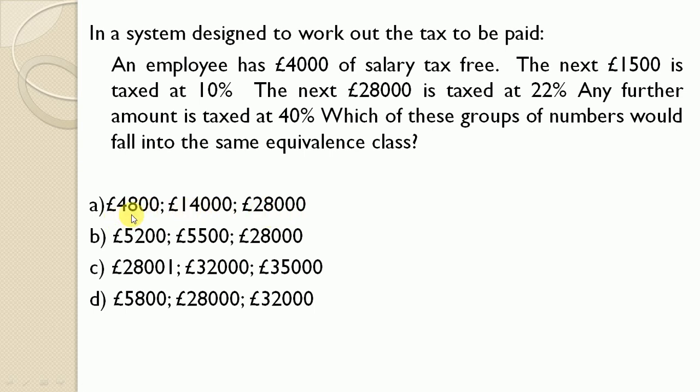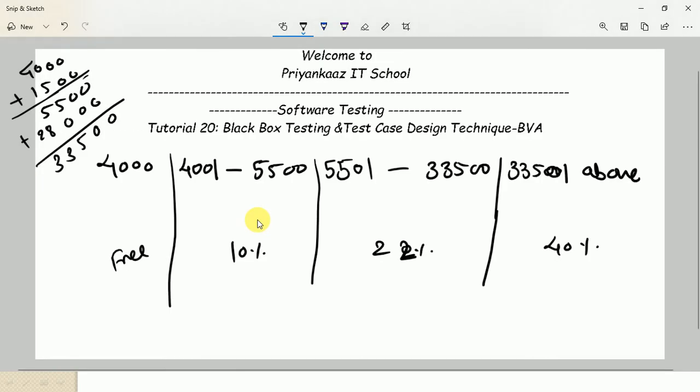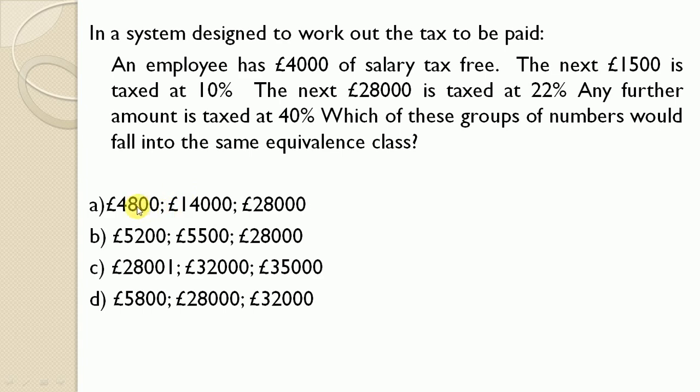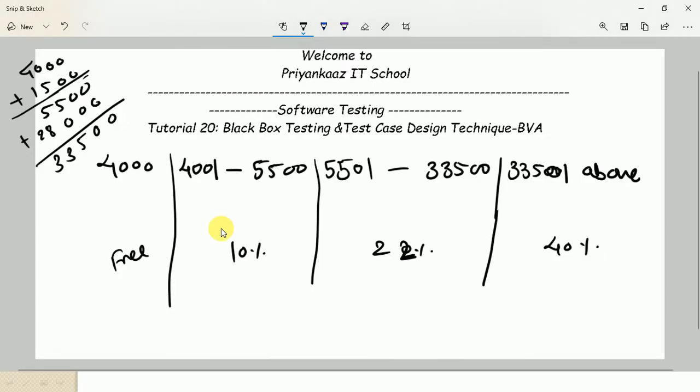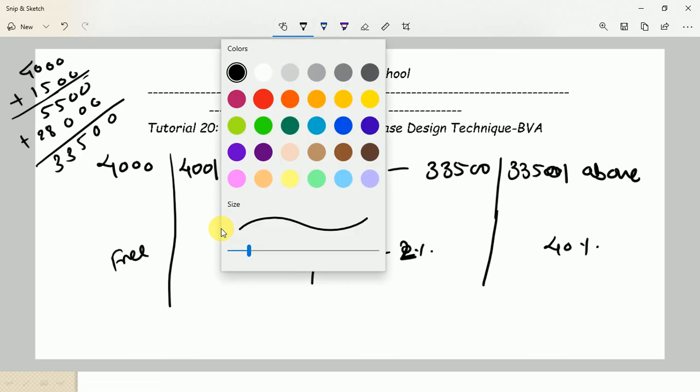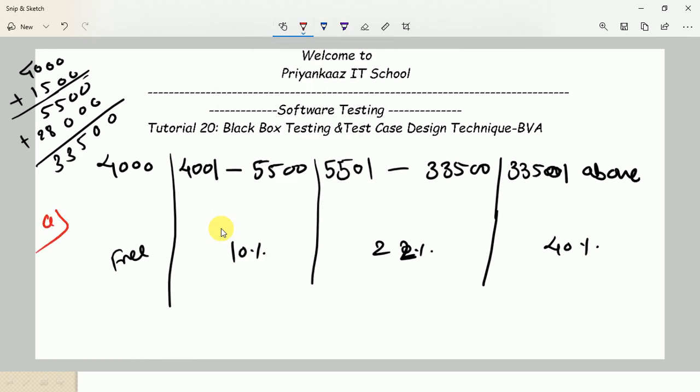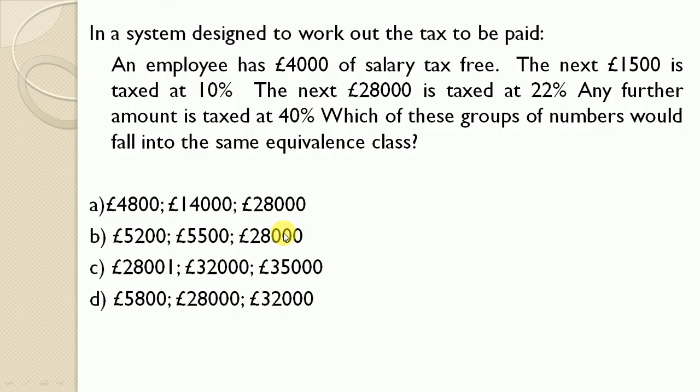Do these data fall into the same equivalence class? See, now how many partitions do we have? 1, 2, 3, 4 partitions. So you need to search for inputs which belong to the same partition. If you go for this first option, 4,800 and 14,000. Let me take a different color this time. Option A, 4,800 comes here, and 14,000 goes here. So this is not a correct option. Why? Because the values should fall inside the same class, the same partition.